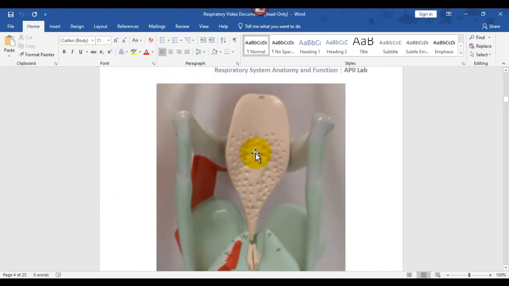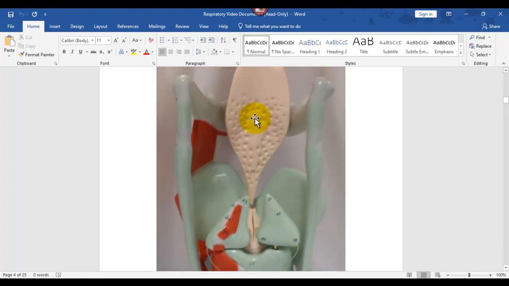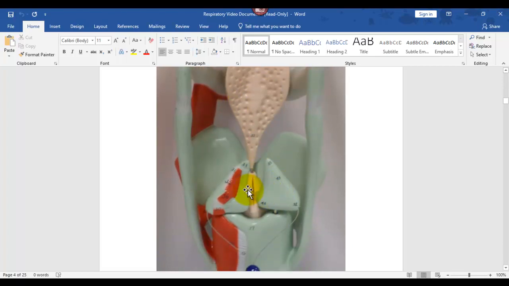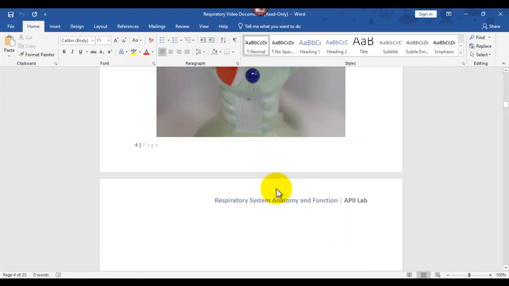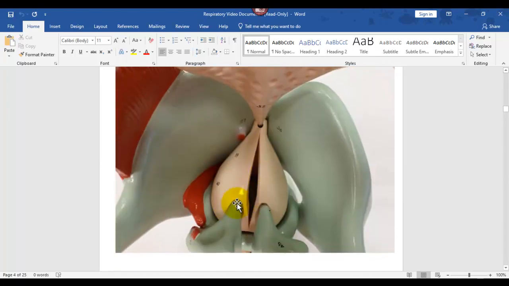So you see this? This is the back. So you know this is the posterior part here in the back. Epiglottis, arytenoid, and the tops are called the corniculate cartilage. Now, in that area there, you can barely see it. This is supposed to represent the vocal cords.